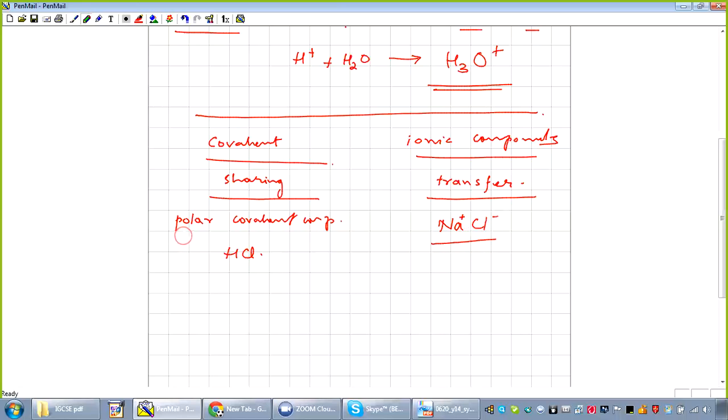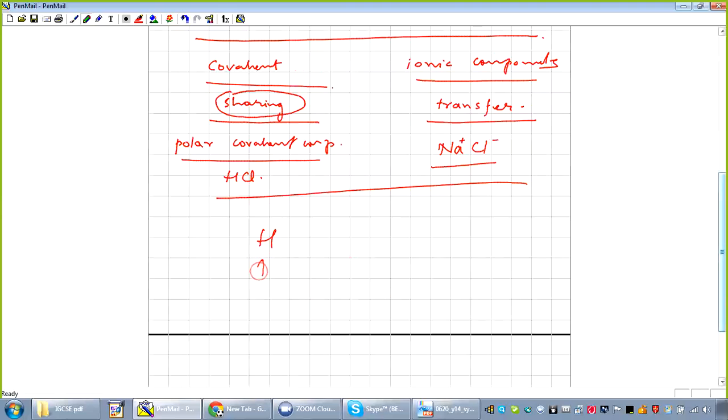Now, what do you understand by polar covalent compounds? You see here there is sharing of electrons, but this sharing is not equal. It's unequal. Can you tell me what is the electronic configuration of hydrogen? One. Okay, I'll just take it to the next page.